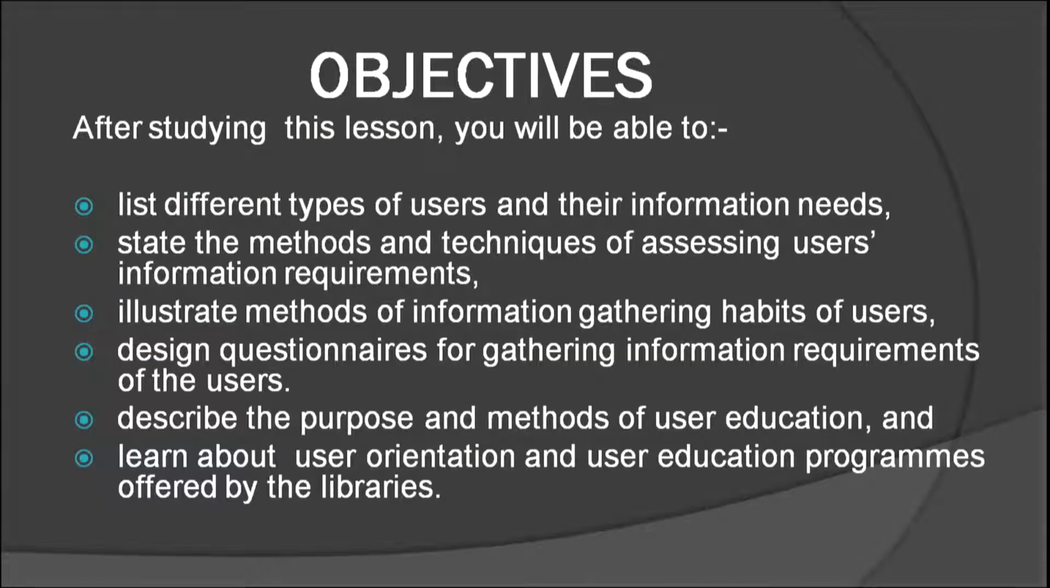The objectives of this chapter are to list different types of users and their information needs, state the methods and techniques of assessing users' information requirements, illustrate methods of studying information gathering habits of users, design questionnaires for gathering information requirements of the users, describe the purpose and methods of user education, and learn about user orientation and user education programs offered by the library.